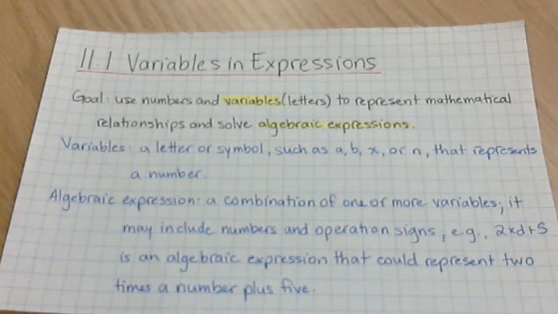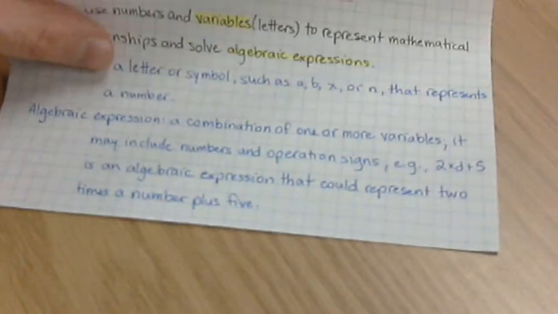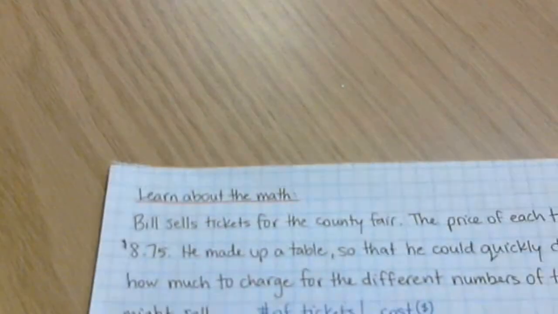So I have a couple of definitions. Variables are letters or symbols such as A, B, X, or N that represent a number. An algebraic expression is a combination of one or more variables. It may include numbers and operation signs. For example, 2 times d plus 5 is an algebraic expression that could represent 2 times a number plus 5. Okay? So let's look at this little example for a second.